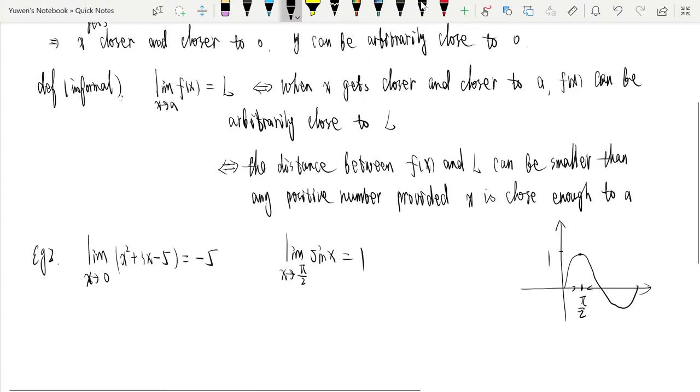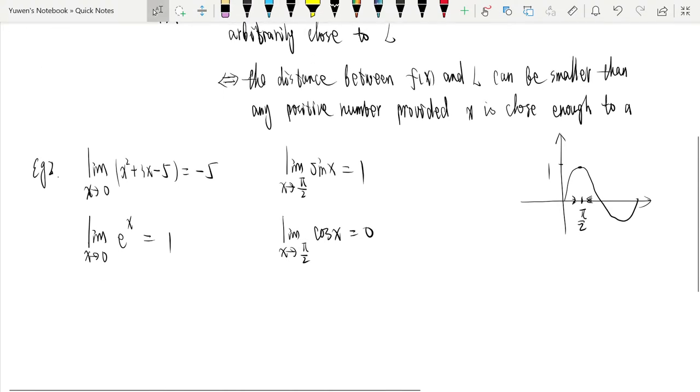When x tends to pi over 2, maybe from different directions, the limit is the same. The limit when x tends to 0 of e to the x is 1, and the limit when x tends to pi over 2 of cosine x is 0. From those examples, we know that for any elementary function, the limit at a point equals the value of the function at that point.